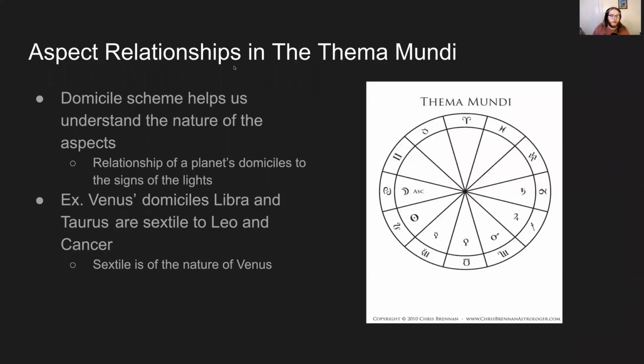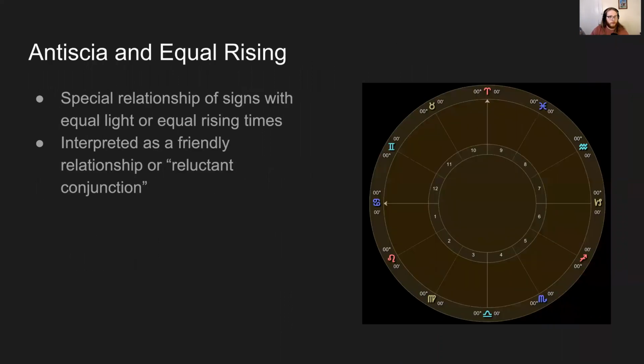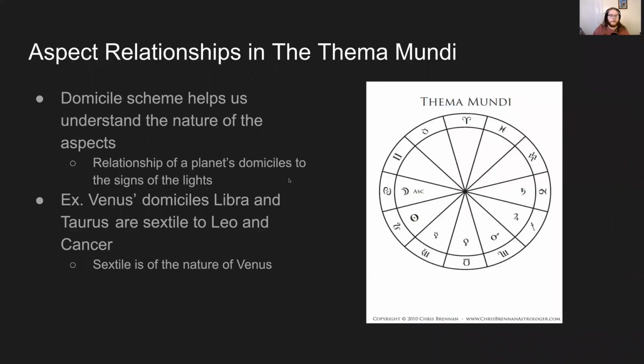Okay, so finally, we have 2 more slides. The aspect relationships in the Thema Mundi, it's really interesting how they're illustrated. So if we think of the relationship of each domicile to the sign of the light that is in that hemisphere. So if we break up the Thema Mundi into 2 hemispheres, so we think of the lunar hemisphere as up here on the top and the solar hemisphere is down here on the bottom. Kind of interesting, kind of reversed.